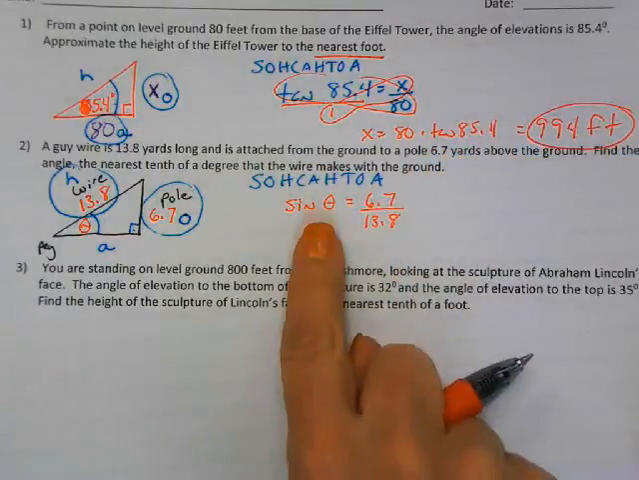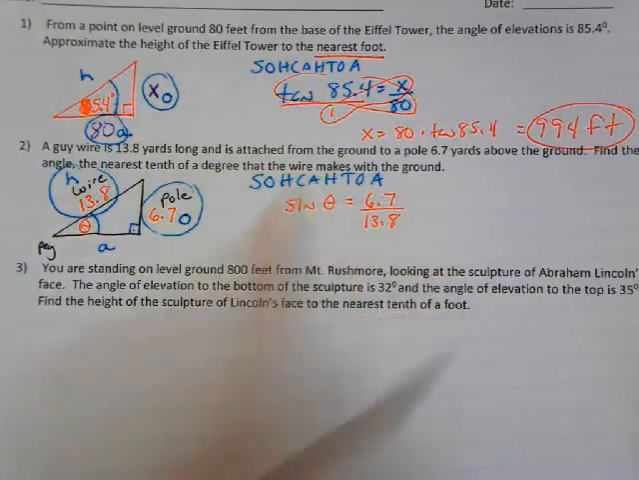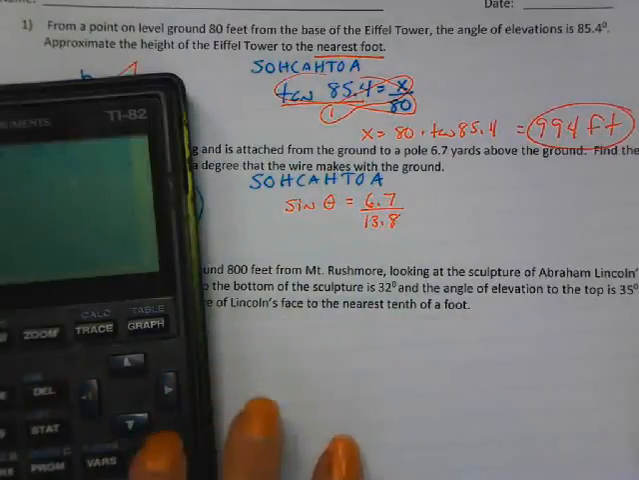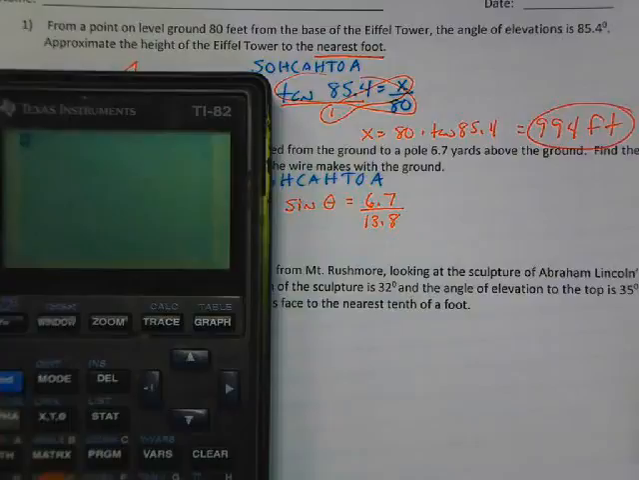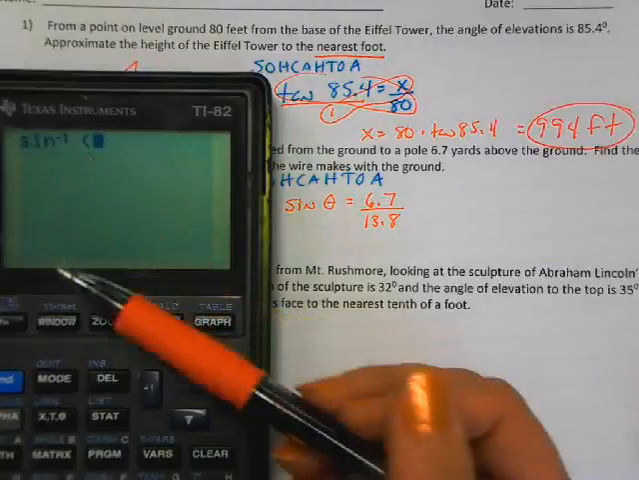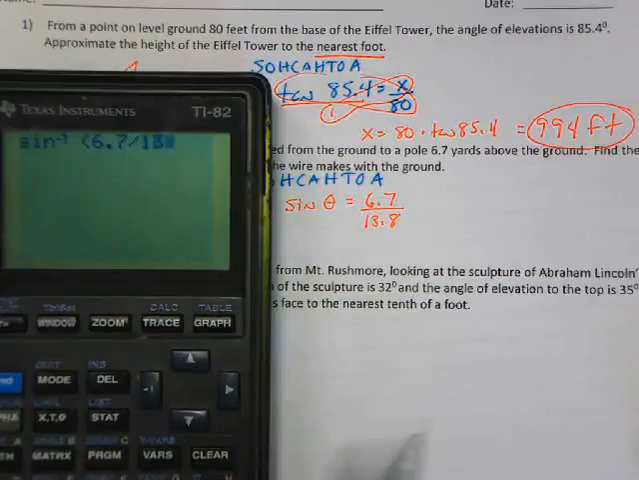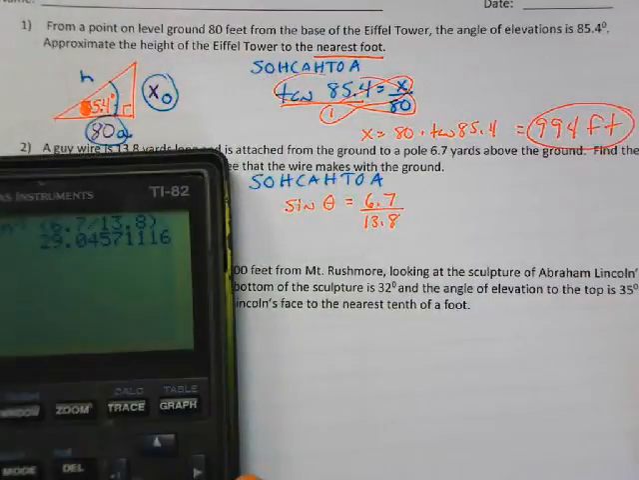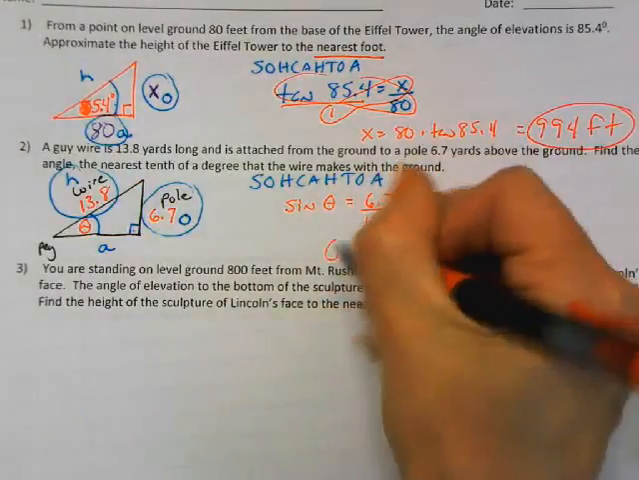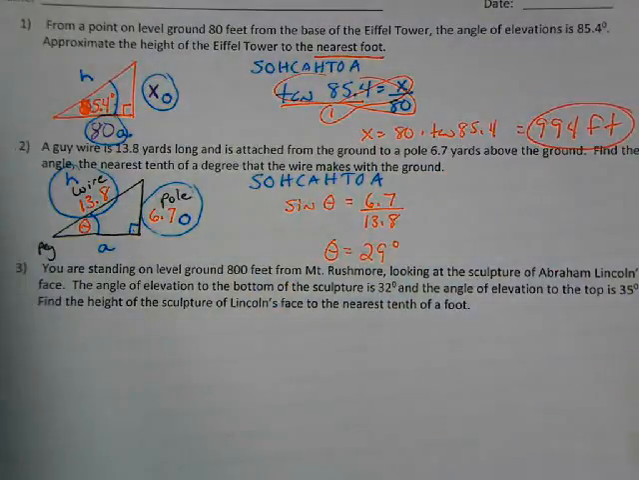Now what you need to do is you need to work backwards, right? To find theta, you divide by sine. So now what I want you to do is do that. Take the inverse sine, so hit the second button, sine. If you have an 83 or above, it puts in the parentheses. If you're using the old 82 like me, you're going to need to input your parentheses. So 6.7 divided by 13.8. And I get, and I'm going to the nearest tenth, so I'm going to call it 29 degrees. Alright, so far, so good. Moving on to number 3.